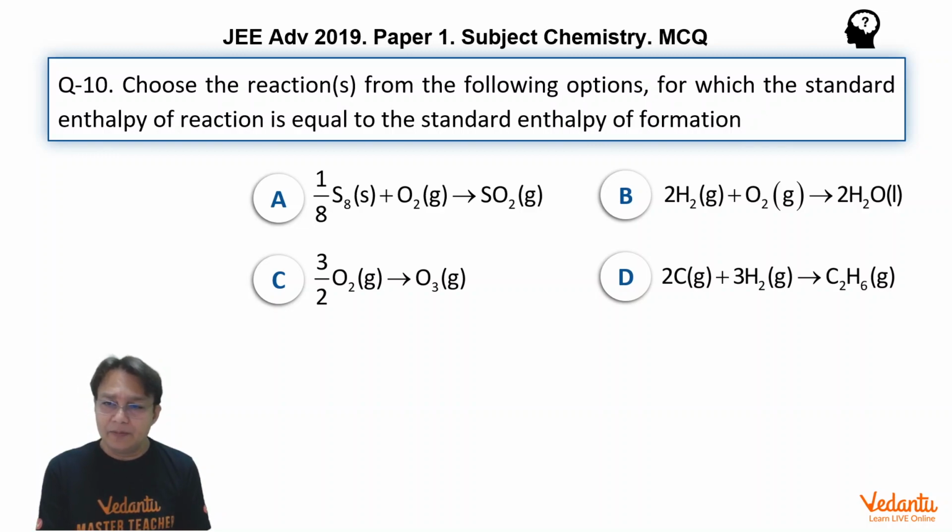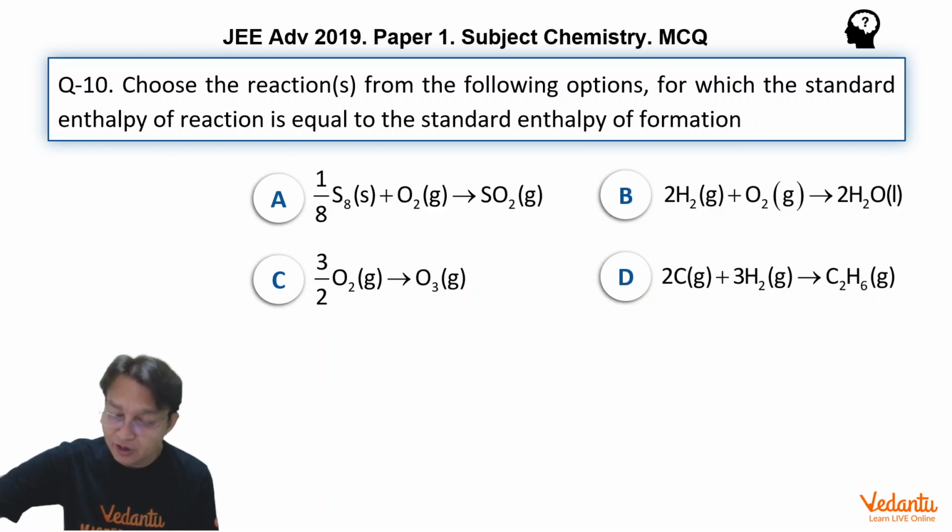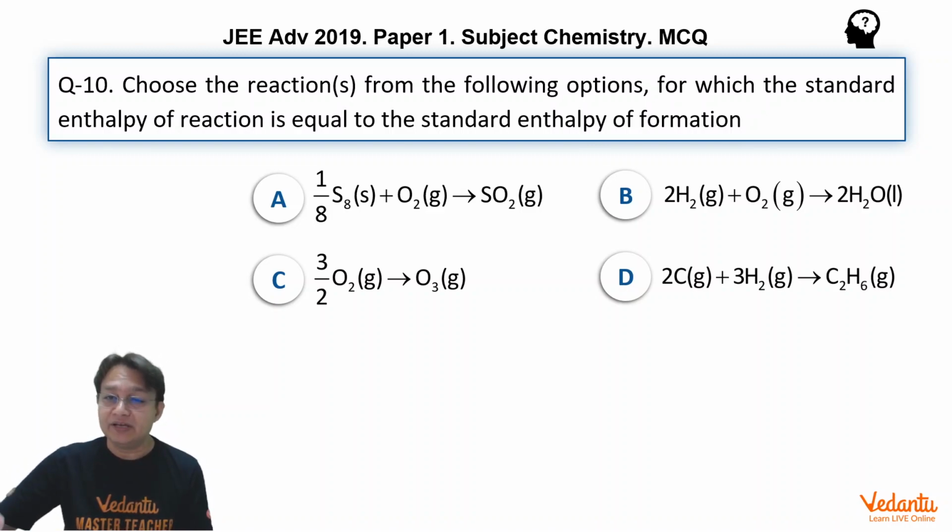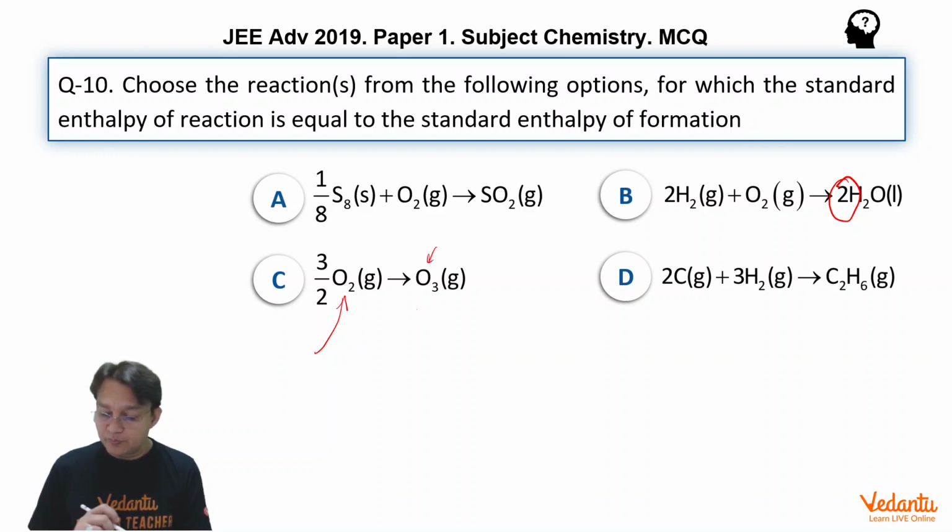If we look at the B option, it is not enthalpy of formation. Why? Because in this reaction, 2 moles of H2O liquid is formed. And if 2 moles of H2O liquid is formed, we can rule out its being the enthalpy of formation. In the third option, we can see O3 is getting formed from O2. It's all right because O2 is the most stable state and we are forming O3. So the third option is also perfectly all right, which qualifies for enthalpy of formation.